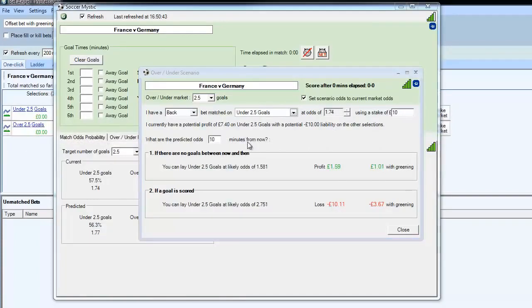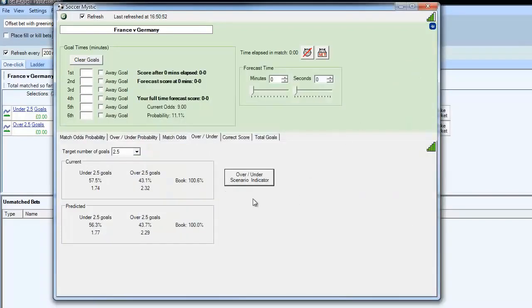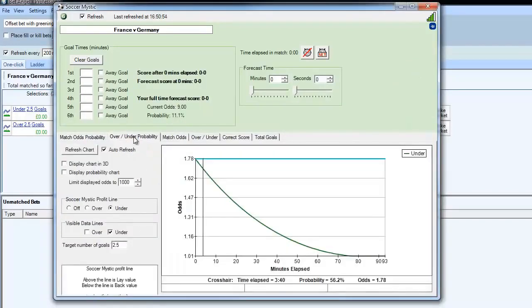The reason that this would occur is if there's no goal within this particular match, then the odds on under 2.5 goals will come in and come in and come in, which is what you can see on this graph here. The reason that happens is because under 2.5 goals is getting more and more certain as the match goes on. So you can see the odds come down, come down, come down, until they expire at 0.